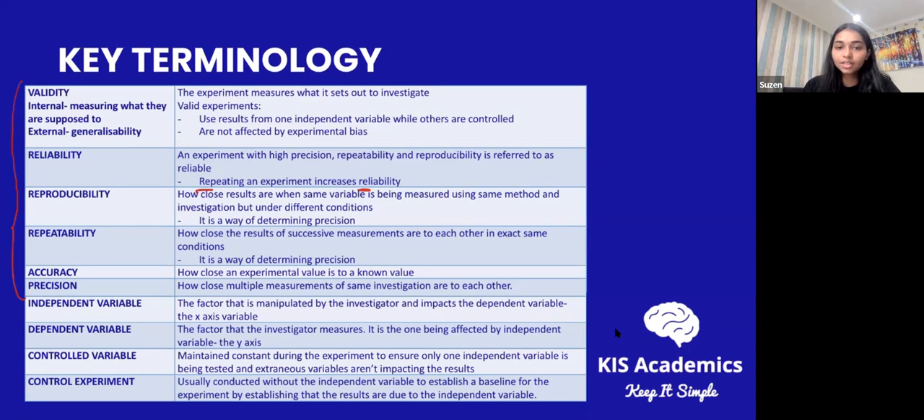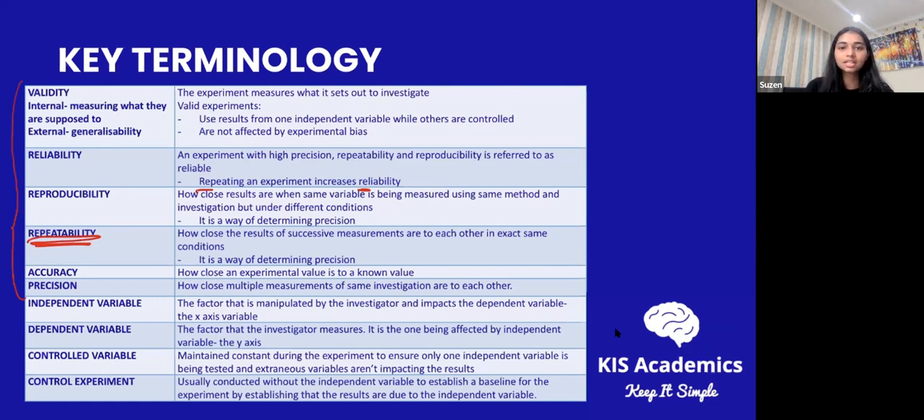Reproducibility is how close the results are when the same variable is being measured using the same method and investigation, but under different conditions. So reproducibility and repeatability are both ways of determining precision. Repeatability is how close the results are in the exact same conditions, like successive measurements. Repeatability is what we tend to do in schools with experiments, so it's more relevant. And accuracy is how close an experimental value is to its true or scientific value. And precision is how close multiple measurements of the same investigation are to each other.